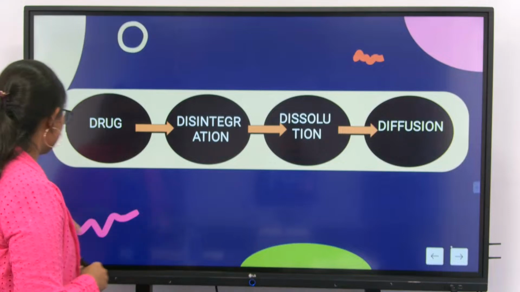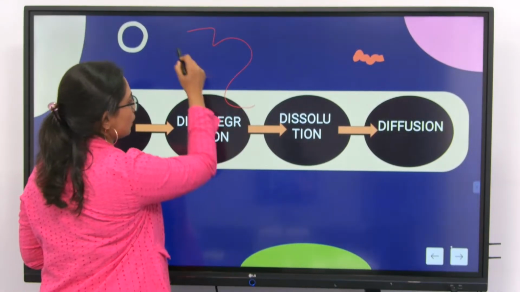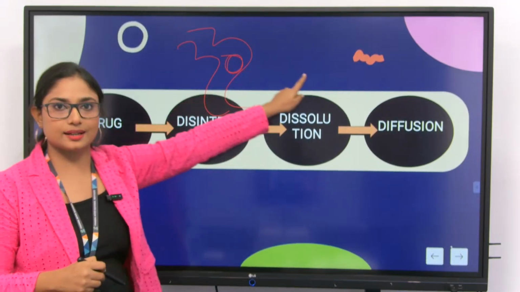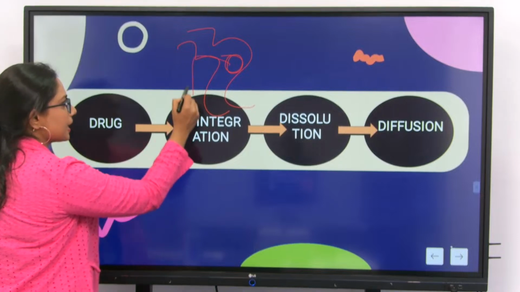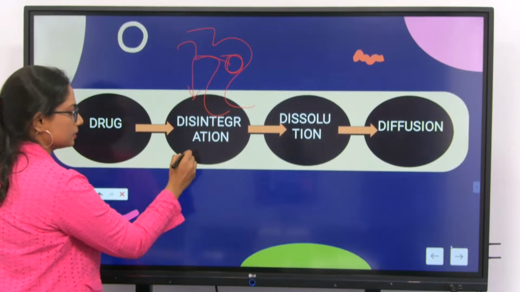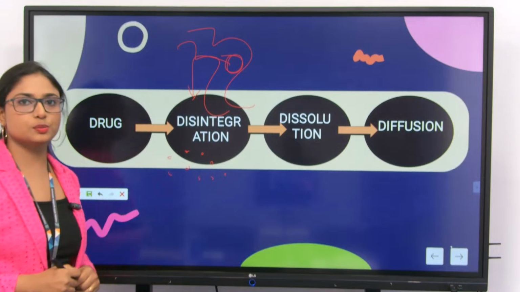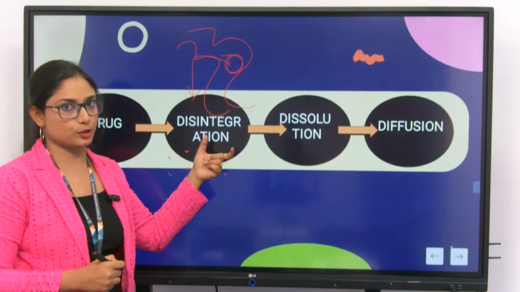Because when we give an oral drug, as a whole, it cannot enter the bloodstream. So for that, it should undergo size reduction. That means it should convert to small granules. That is known as this disintegration process.